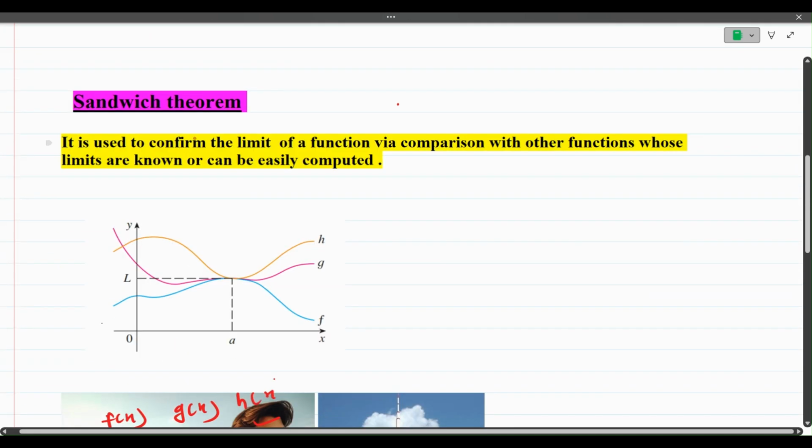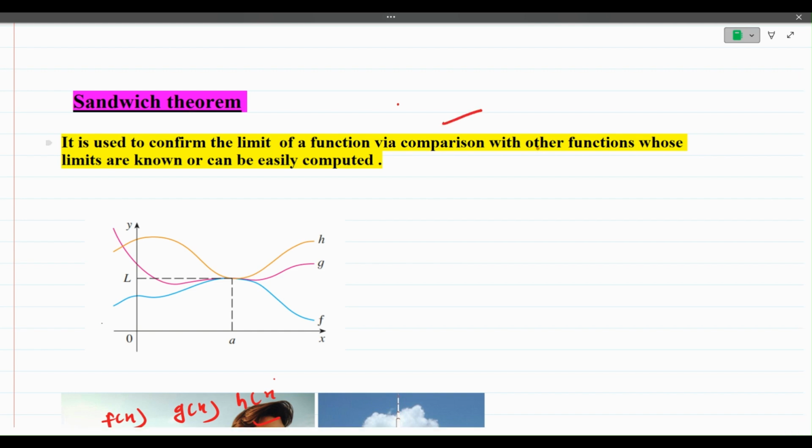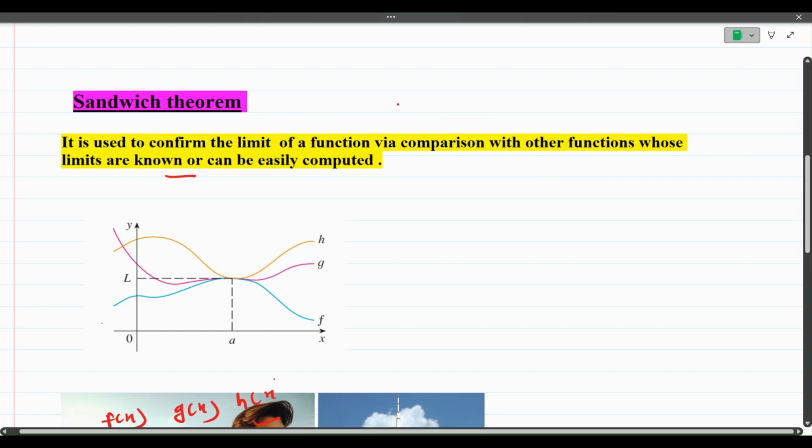Now, the sandwich rule is used to confirm the limit of a function via comparison with other functions whose limits are known or can be easily computed. So we find the limit of a function by comparing two functions.